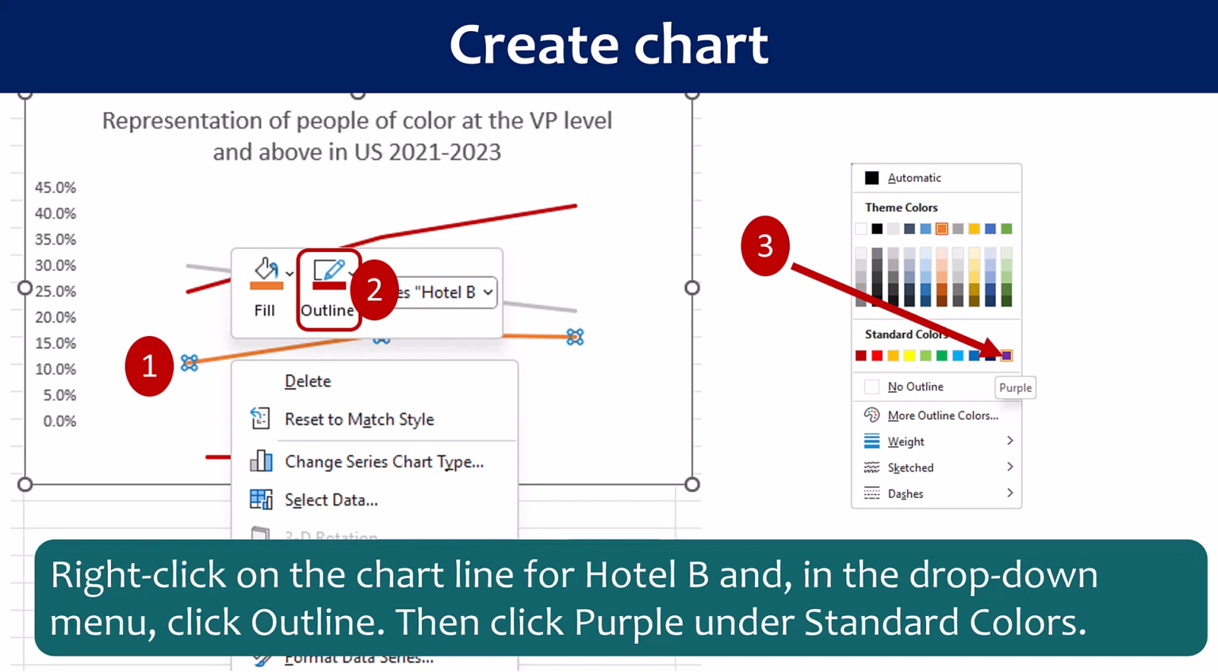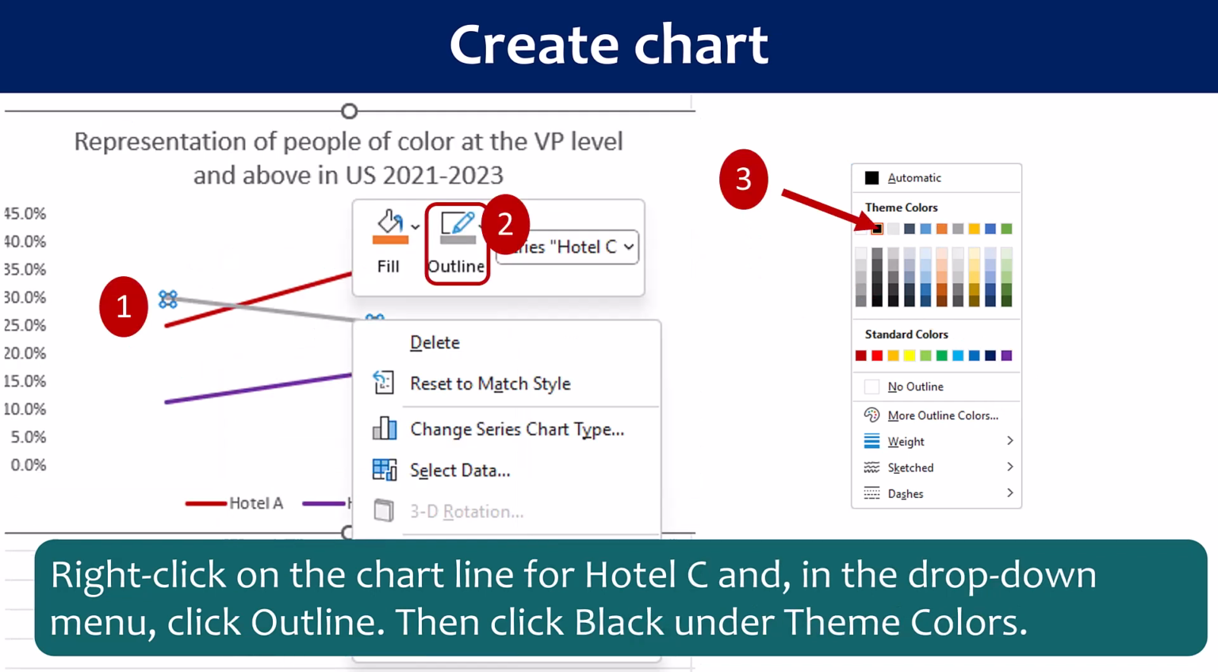Mac users, Outline is not an option in the right-click menu. Instead, right-click on the Hotel B data line and select Format Data Series. In the Format Data Series pane, click on the Fill and Line icon in the top left. Under the line options, click the Color drop-down menu and select Black.